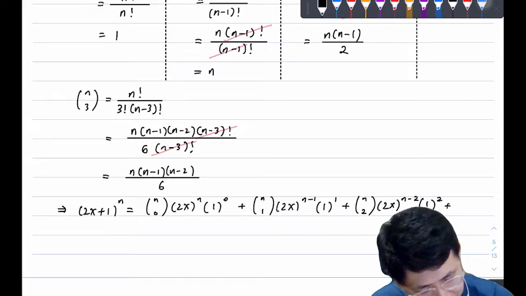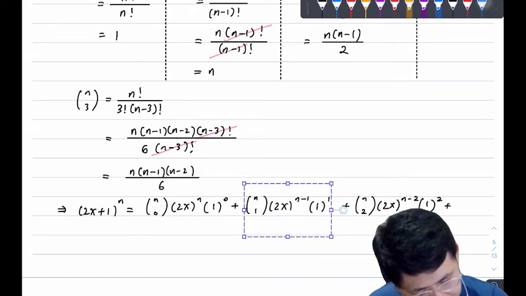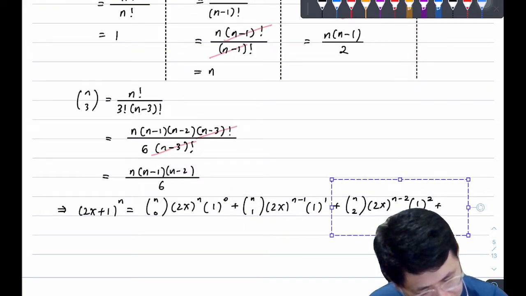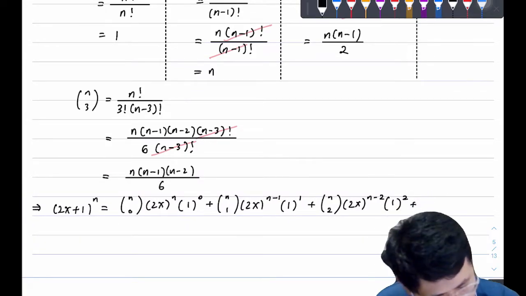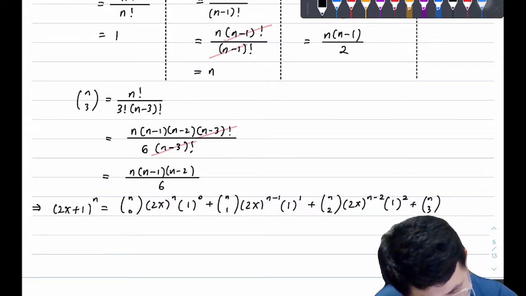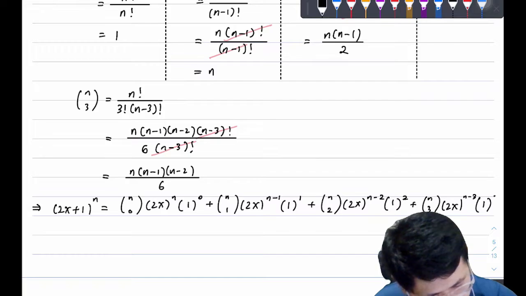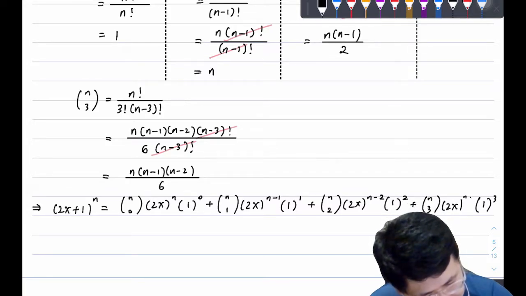Okay, one last term. Let me squeeze in a bit more, a bit to the left. So one last term over here. We have our n choose 3 of a to the power of n minus r and b to the power of r. So mainly like that.